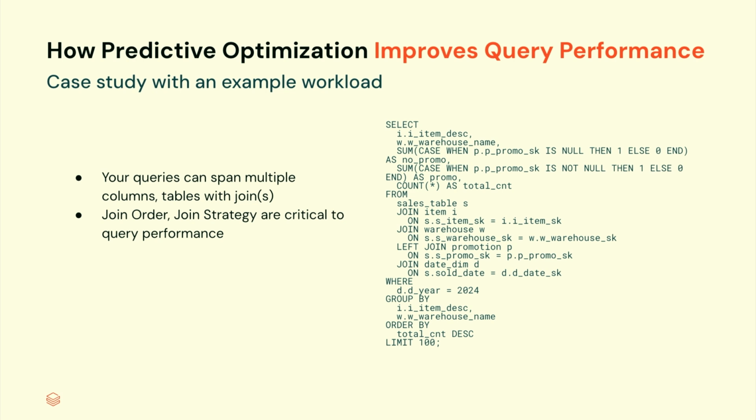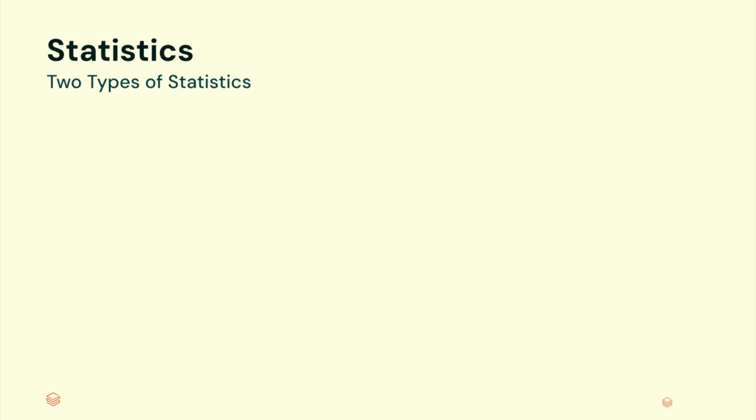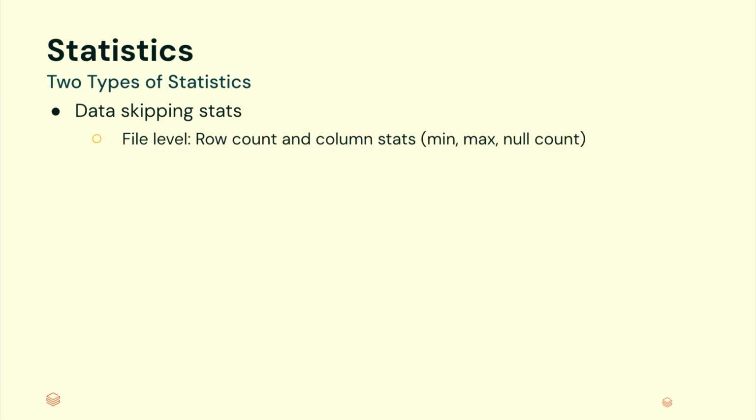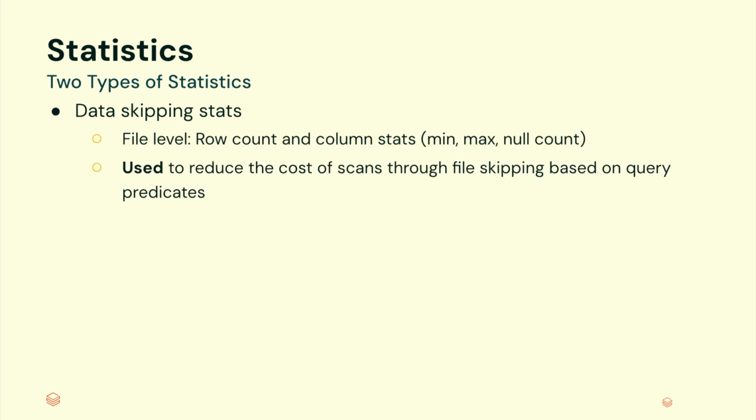Now, query engines are actually smart enough to figure out and make these decisions correctly if they have the right information or statistics about your table. Now, what are these statistics I'm talking about? So there are broadly two types of stats for tables that come into play. One is the data skipping stats. I've briefly touched upon it earlier. These are min-max stats per column per file in your table metadata. They help with file skipping and reduce the size of the data read by your queries.